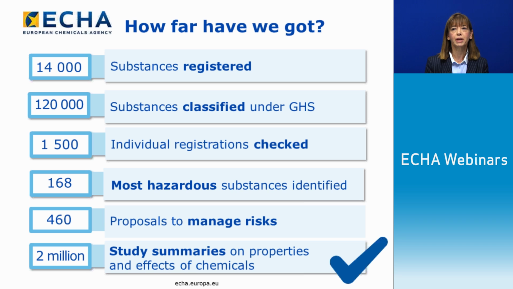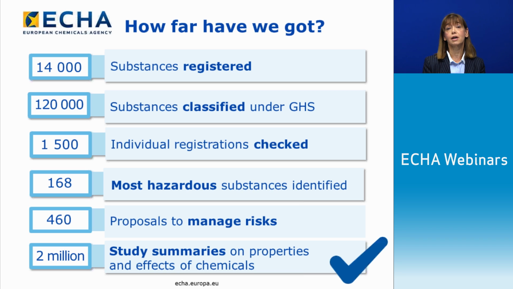So the main question is, is REACH on its way to deliver? And how far have we got so far after 8 years of operation of this legislation? Well, let me share you some numbers. So far, 14,000 substances which are on the EU market have been registered by the chemical companies. And for these substances, we have received comprehensive information.